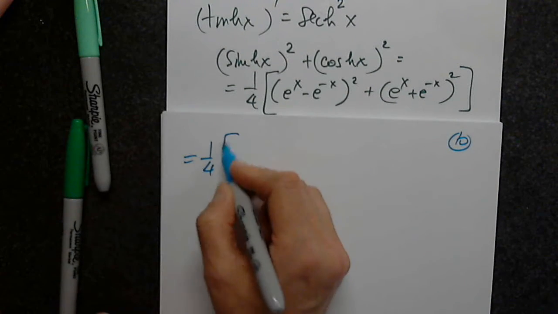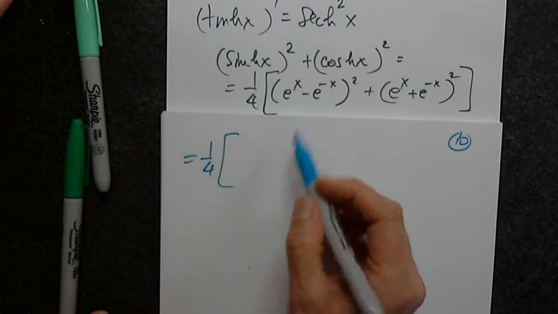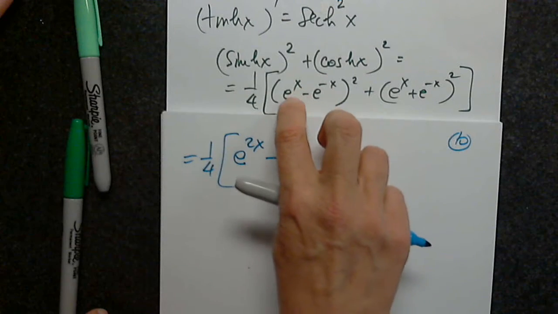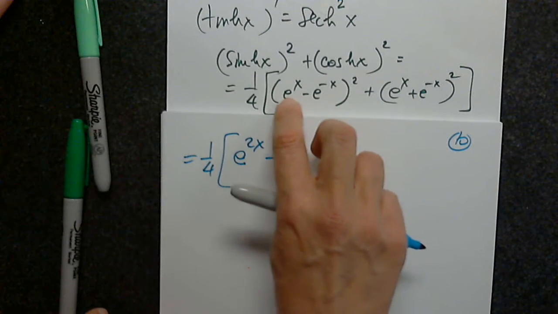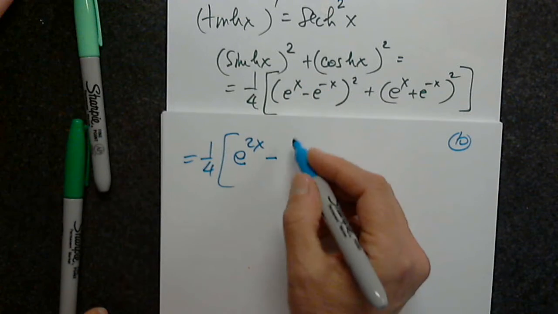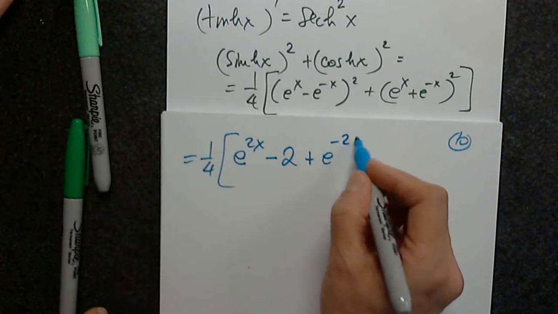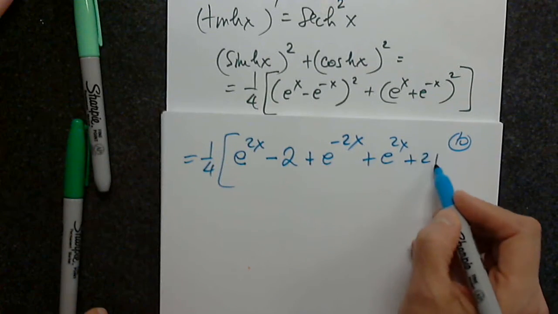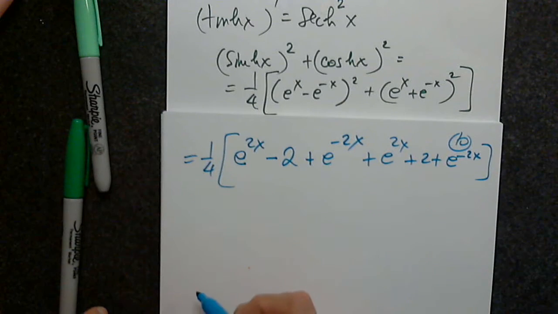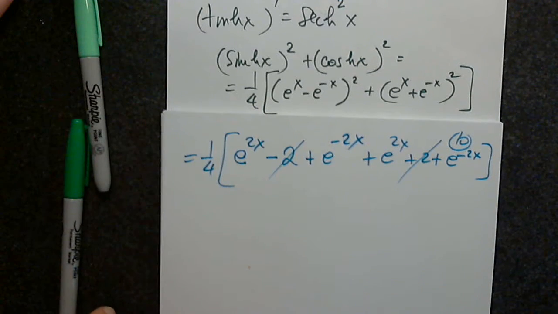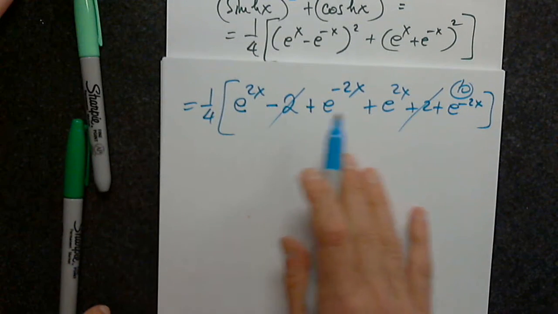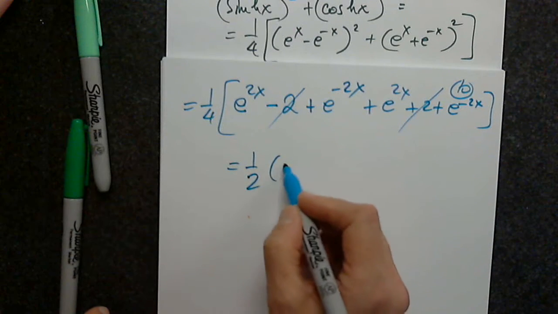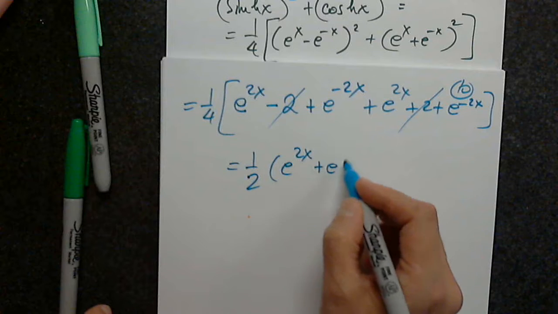So this is 1/4. The first term squared, e to 2x, minus 2 times the first times the second, but when I multiply these two, I get 1. Copy the base, add the exponents. So it's minus 2 and plus e to negative 2x. Same thing here, plus e to 2x and plus 2 plus e to negative 2x. And you see what happens? There are 2 of those and 2 of those. So I have 1/2 e to 2x plus e to negative 2x.